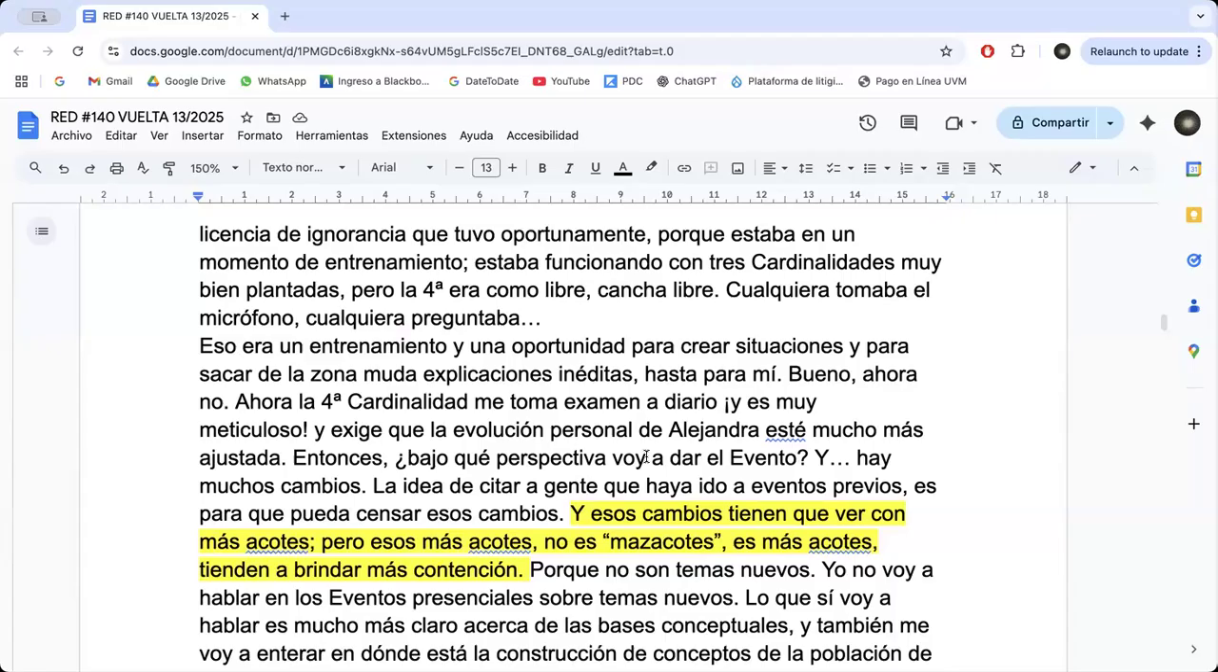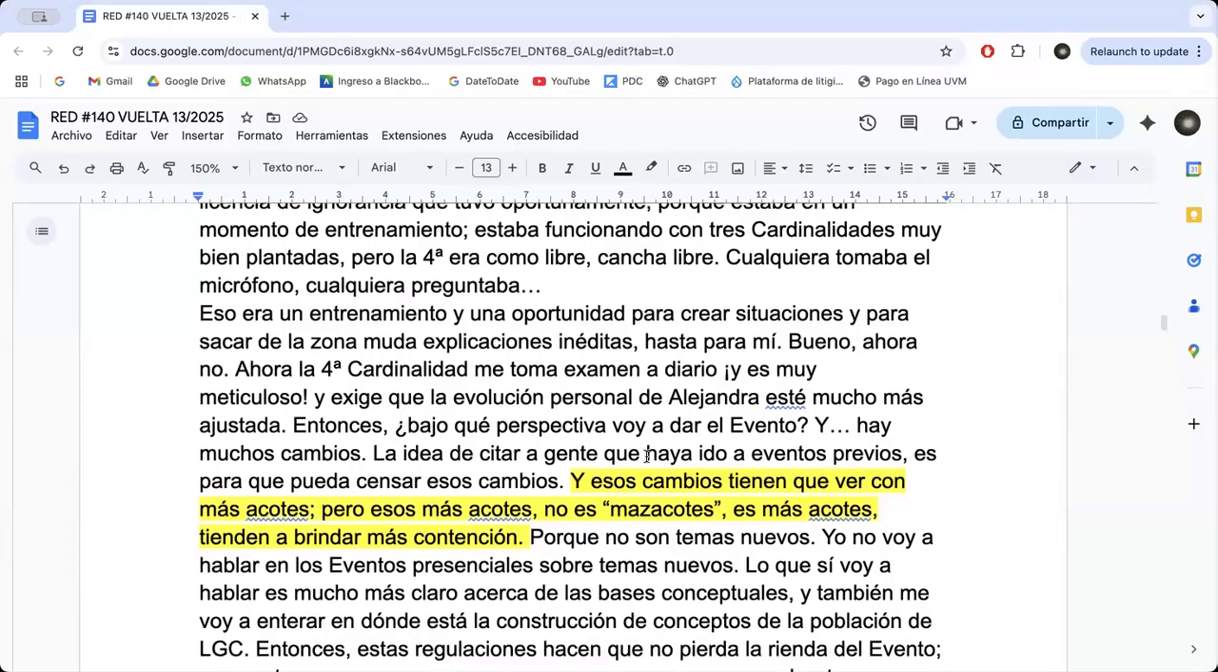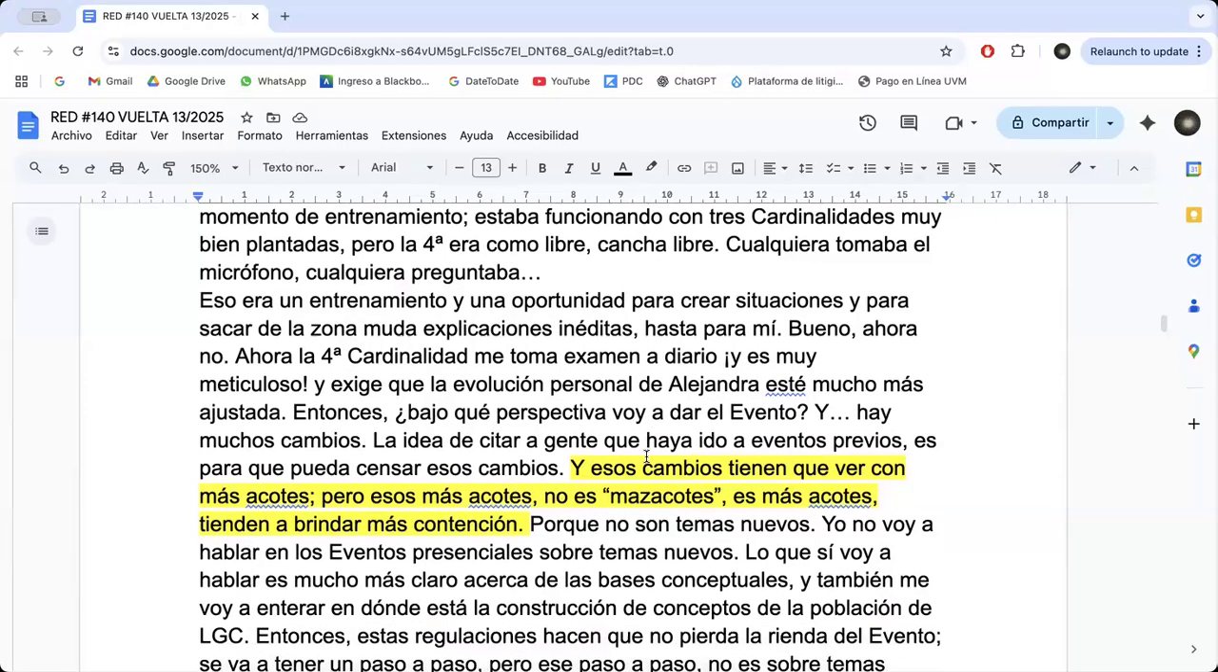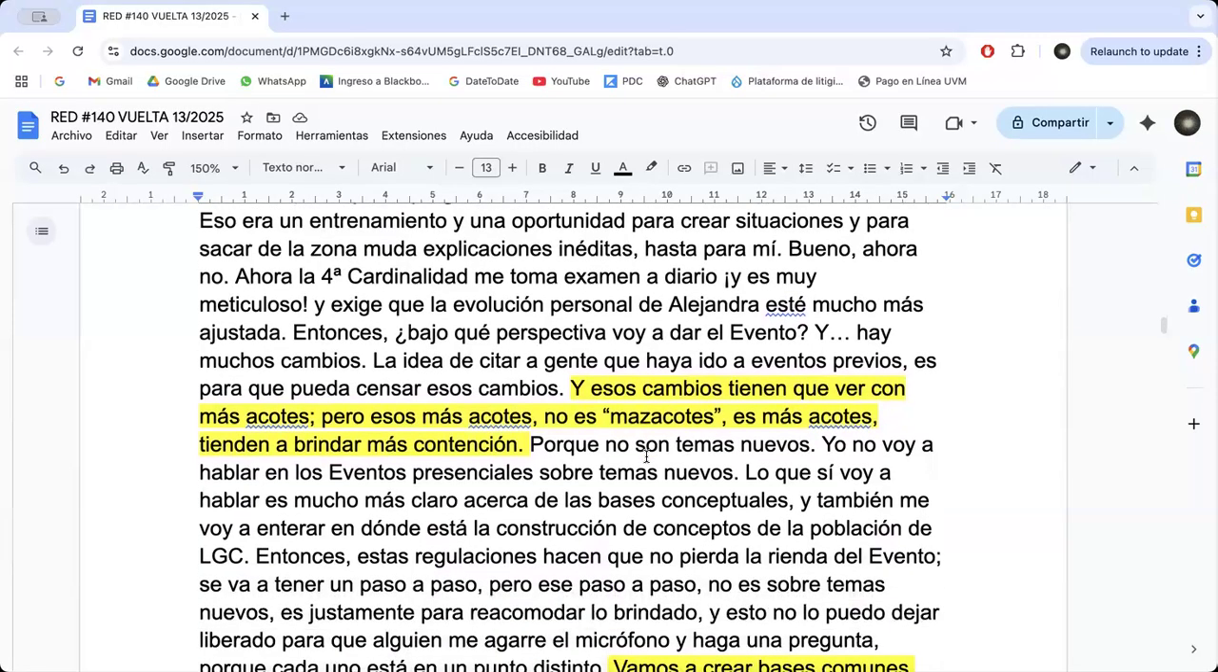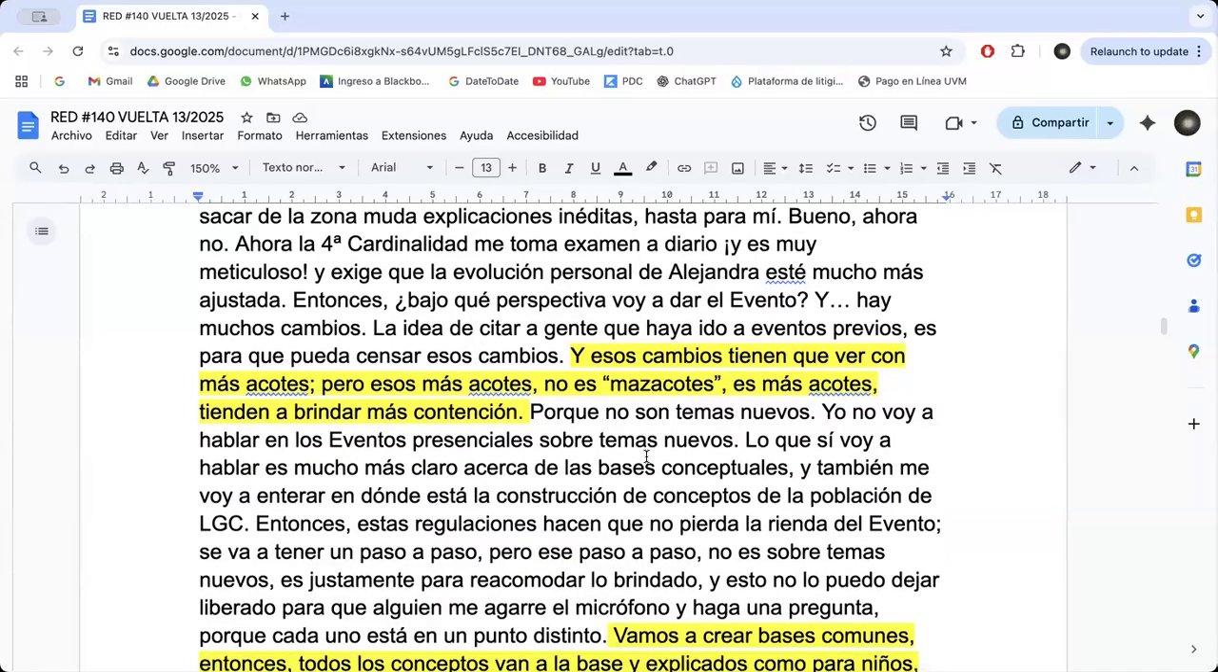Because before she was in a moment of training. She was functioning with 3 cardinalities, but the 4th cardinality was free. It was like a free field. So anybody could take the microphone and anybody could ask a question. So that was a training and an opportunity to create situations and to take out of the mute zone explanations that were unprecedented even for Alejandra. But now that's not the case.